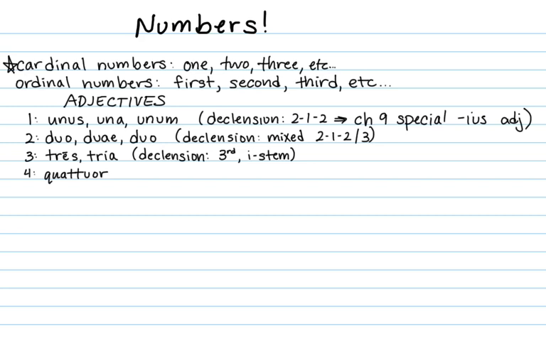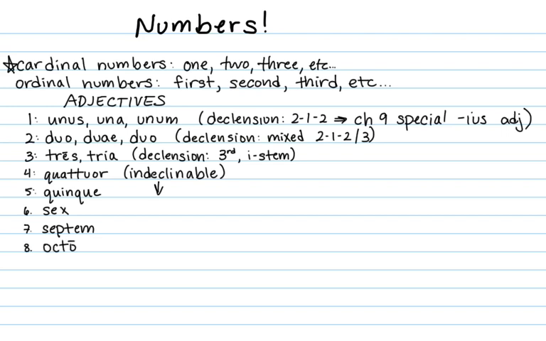So the number for 4 is quattuor. Indeclinable means that no matter what noun it's modifying, no matter the case or the gender of that noun, the form of 4 is just quattuor. Same with number 5, quinque, also indeclinable. Number 6, sex. Turns out sex is much less fun in Latin than in English. Number 7, septem. Number 8, octo. Number 9, novem, or noem in the proper pronunciation. And number 10, decem. Decem gives us words like decimal.